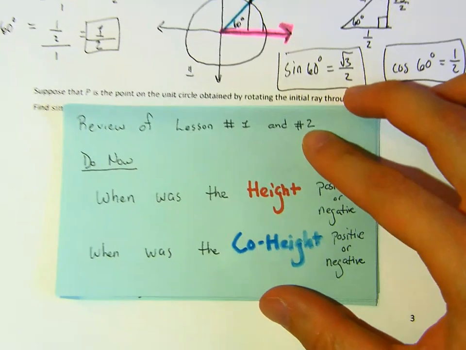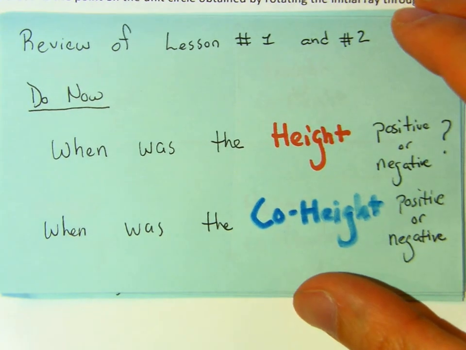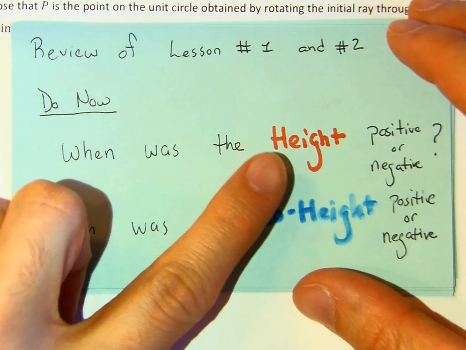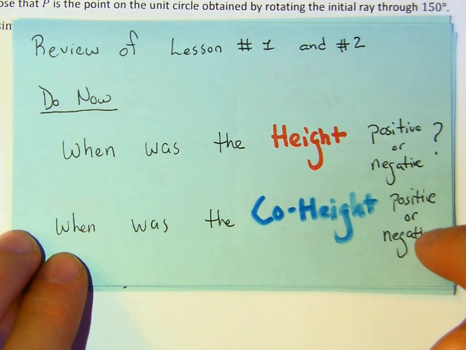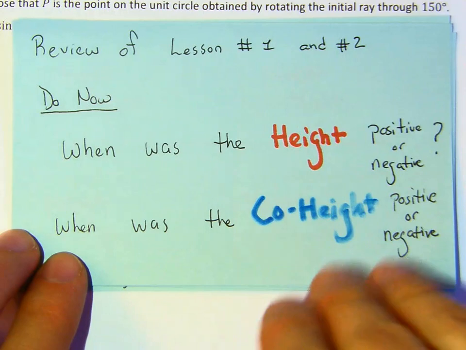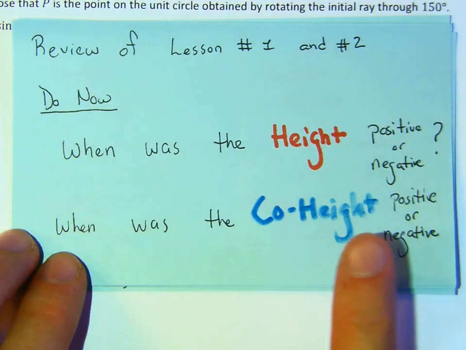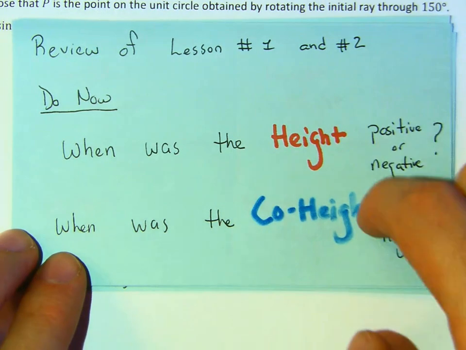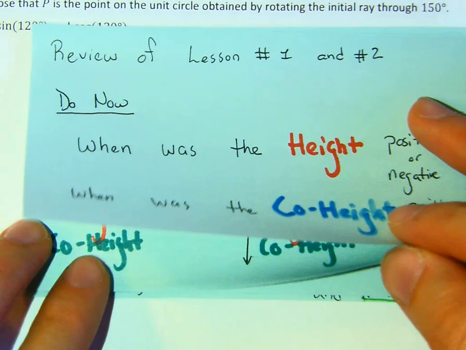And what I'd like you to do is take out your notes and just try and do this as a do now, very quickly. When was the height positive or negative, and when was the coheight positive or negative? So don't remember that height talks about going up and down, and coheight talked about going left and right. What I want you to do is try and answer the do now. Okay. So let's take a look.